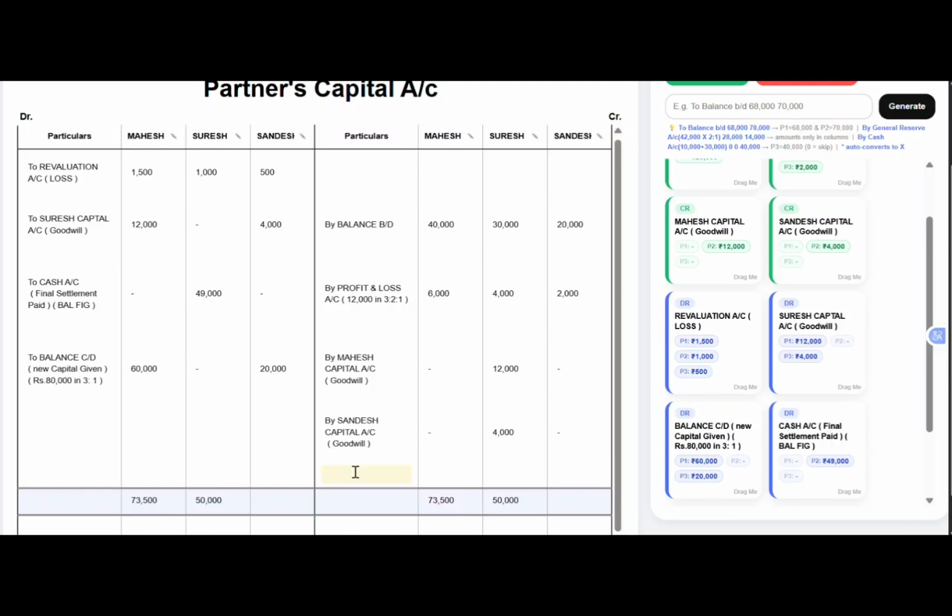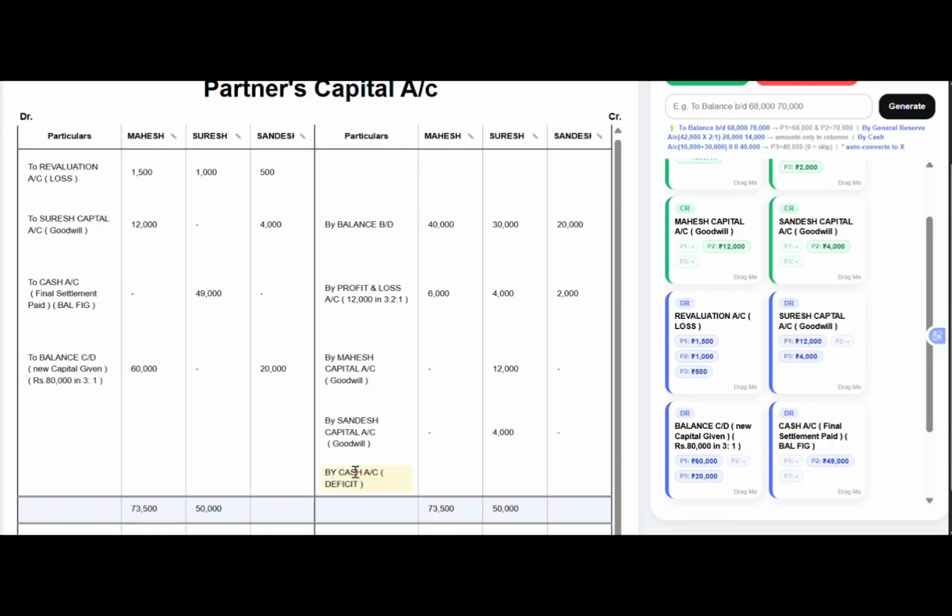By cash account, this is the balance or the deficit which is to be brought in by the partners. So for Mahesh, the deficit amount he has to bring in will be 27,500. That is the balancing figure. 73,500 minus 46,000. So remaining, that is the deficit amount which he has to bring in more into the firm is 27,500. Similarly, let's see for Sandesh.